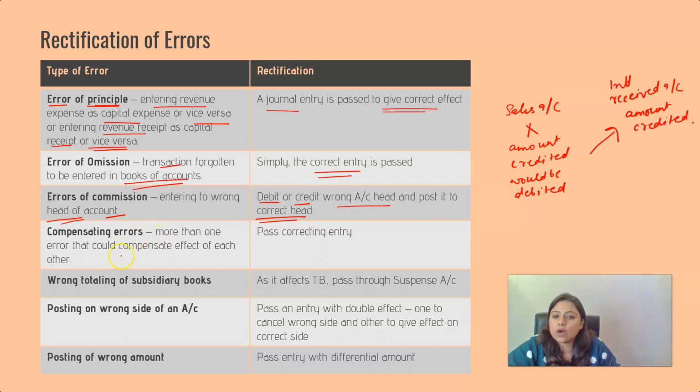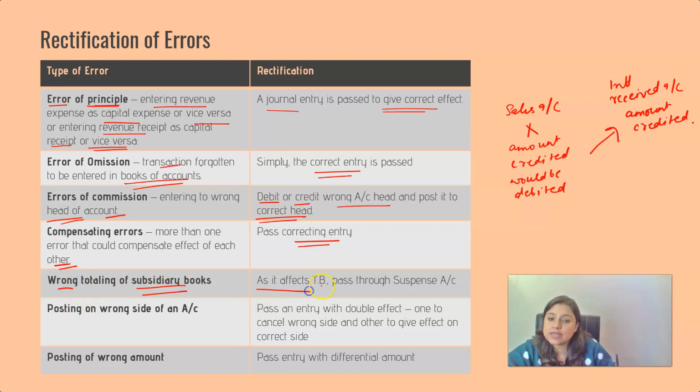Now, compensating errors: more than one error that could compensate the effect of each other. So in case there are some errors that have actually compensated for each other, once we ascertain those errors, we will simply pass the correcting entry and nullify and compensate for the errors. So for instance, if the debit has to be done in the asset account and we have created an expense account for such a debit, then such expense has to be nullified and the correct asset account needs to be debited. Now, wrong totaling of the subsidiary books.